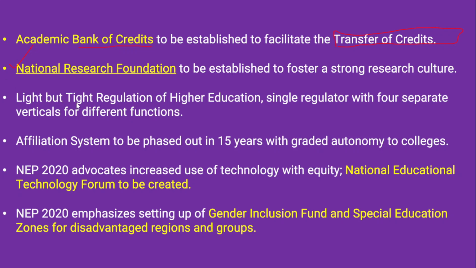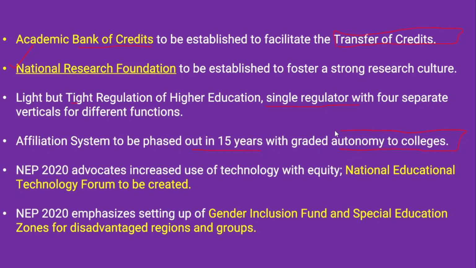And there will be tight regulation of higher education, providing more autonomy to these higher educational institutions, and at the same time there will be a single regulator with 4 separate verticals for different functions, right? And apart from that, the affiliation system is to be phased out in 15 years with graded autonomy to the colleges.